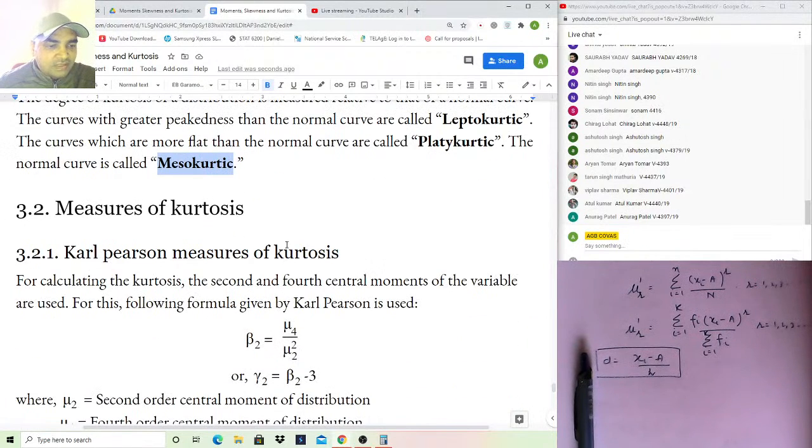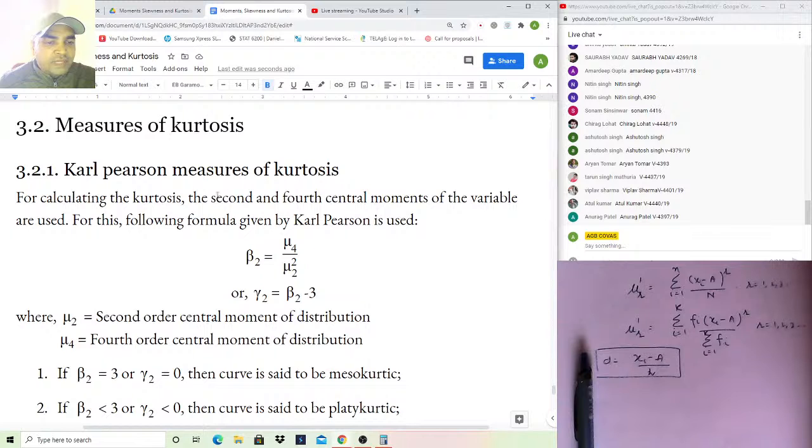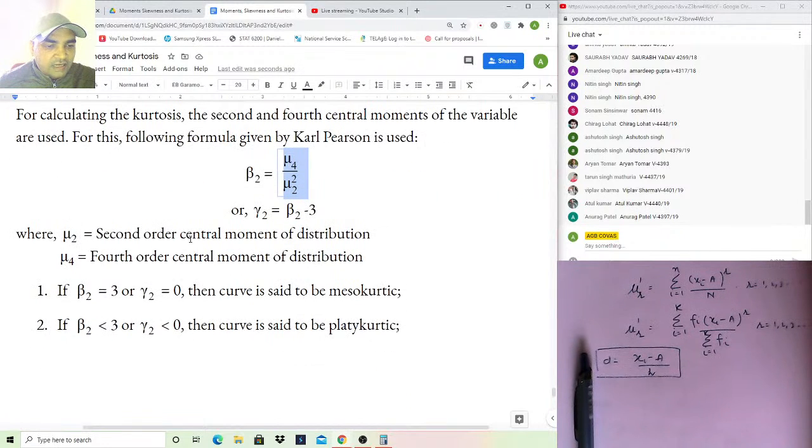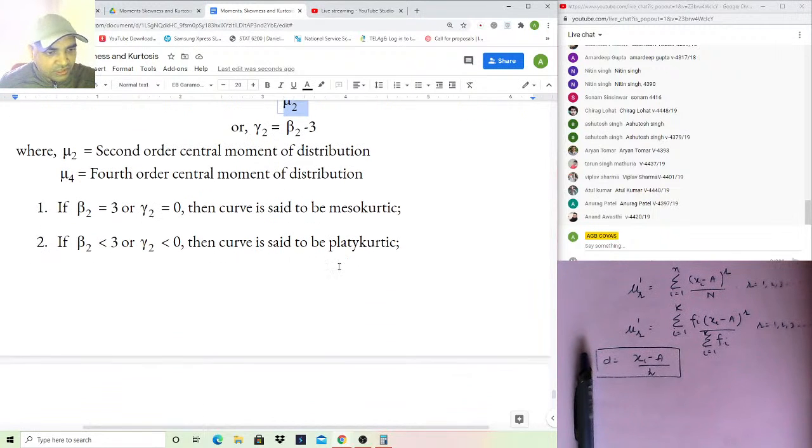So the measures of kurtosis are, first, Karl Pearson's measure of kurtosis, which can be calculated as beta 2 and gamma 2. And what is beta 2? The fourth central moment divided by the square of the second central moment. Then gamma 2 is equal to beta 2 minus 3. Here mu 2 is the second order central moment of the distribution, and mu 4 is the fourth order central moment of the distribution.